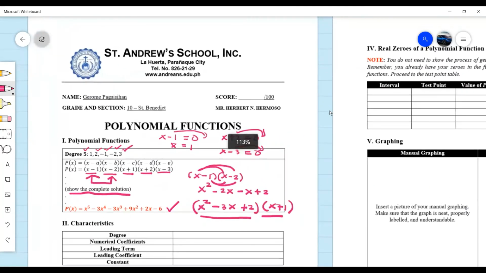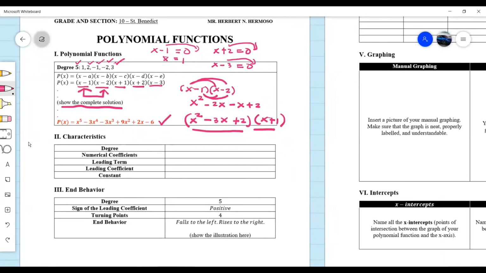Now, moving on to the second, how do we find the following characteristics? What is the degree? Remember, how do we define the degree of a polynomial function? The degree is defined as the highest; the term with the highest exponent will be the degree. Since x raised to the fifth power has the highest exponent, the degree is 5.